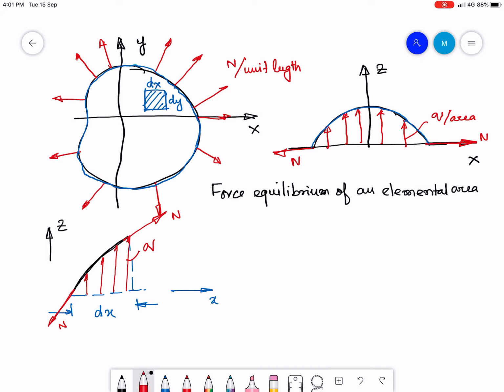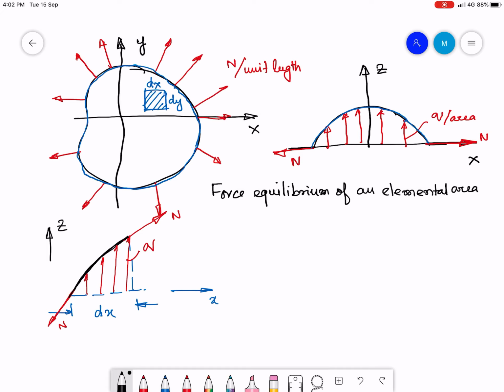Okay. So, what I have done, I have drawn the forces on the elemental area defined by dx and dy in the xz plane. So, now let us see. This black color is the portion of the membrane. The two H force N is acting at the two ends of this elemental portion, and the uniform pressure Q is also acting on this portion.